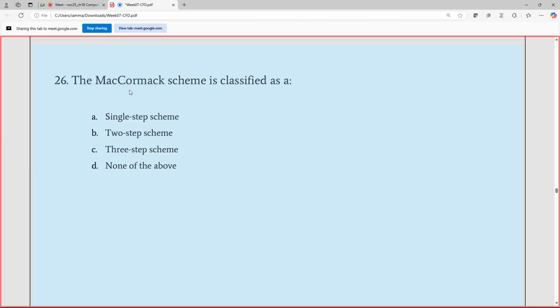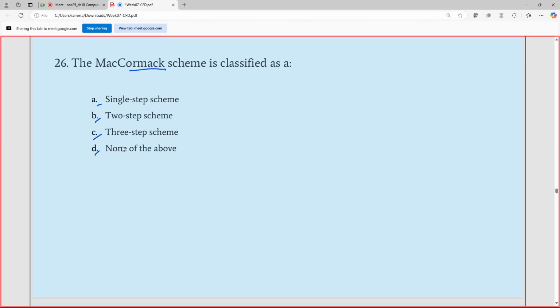Moving on to the next question. The McCormack scheme is classified as which of the following? Options are A, single step scheme; option B, two step scheme; option C, three step scheme; option D, none of the above. Try to answer the question.